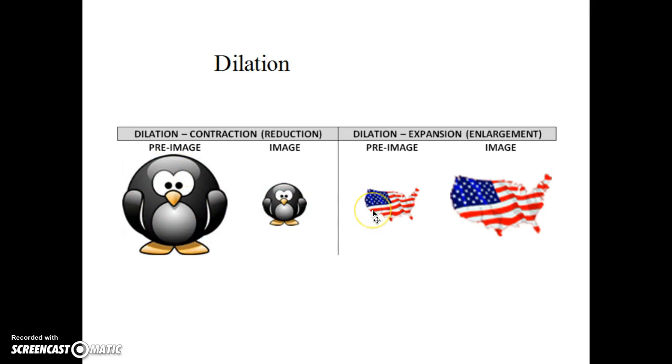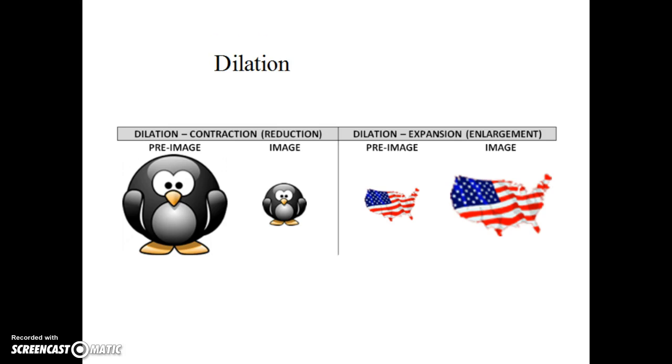So the same thing happened for this one. The American flag that's on our United States map went from this small pre-image to this bigger image of the United States. This is a special word: enlargement and reduction. You're going to hear that a lot when you come to class. Enlargement and reduction.